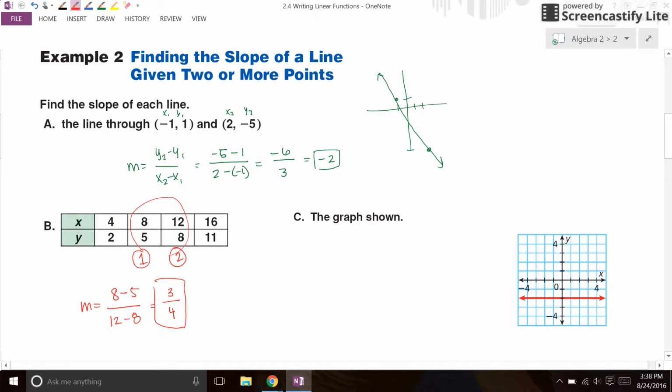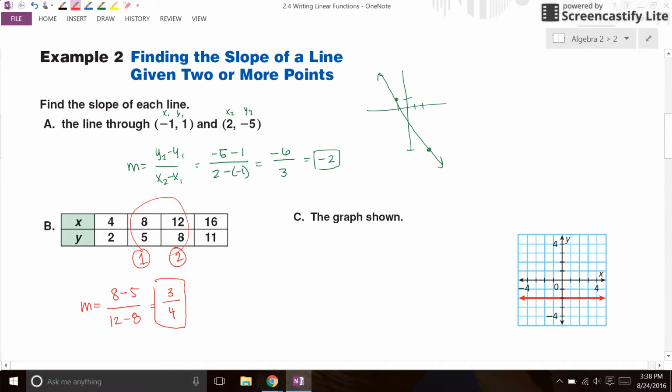Again, I should be able to subtract that from any of them. Do the 11 minus 8 over the 16 minus 12. Hey, you also get 3/4. So it shouldn't matter which ones you do. What about if they give you a line? So here we gave you points, we found the slope. They gave me a table, I found the slope. Now they're giving me a graph, I can find the slope.